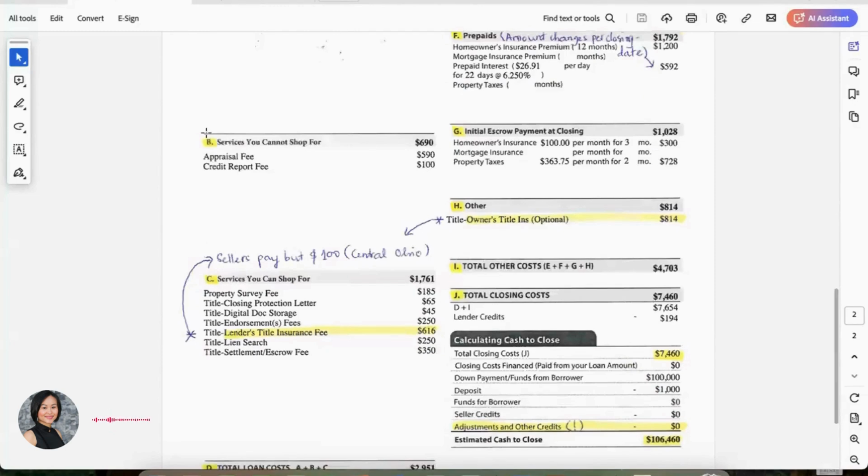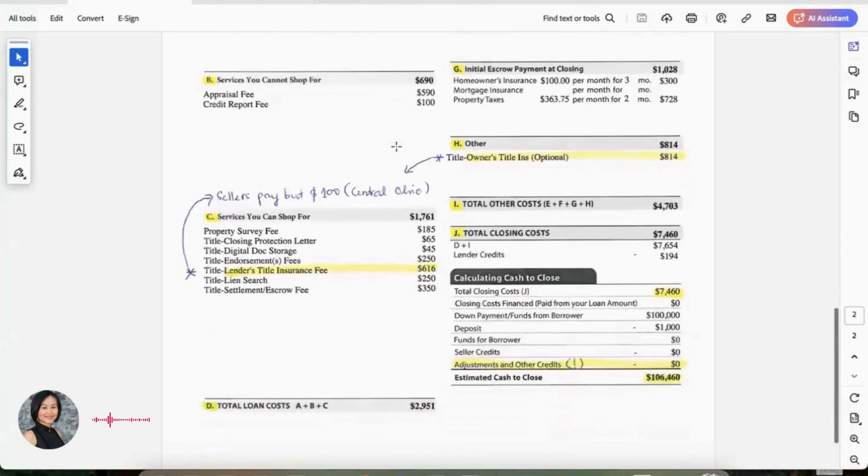Block B is the fee that you pay to a third party. In this case, the appraisal fee and credit report. Even if you put down 20% down payment and your transaction is qualified for an appraisal waiver, aka you don't have to pay for an appraisal fee, you still see the fee here, but our loan officer will be able to advise you if we have an appraisal waiver on your case or not.